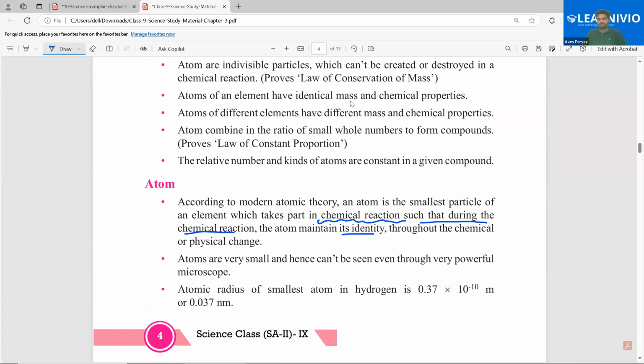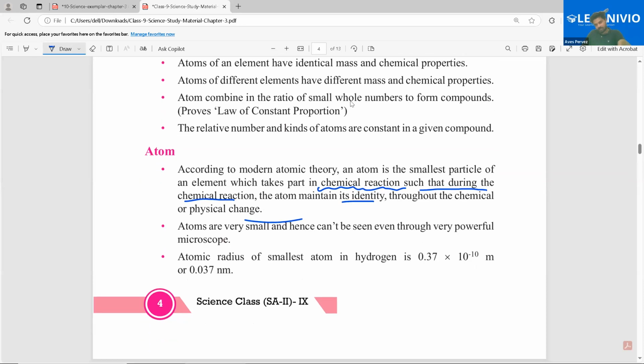We have two different types of physics. One is in which we study the chemical reactions. Another we study the nuclear reaction. In the nuclear reactions, atoms are broken. But in chemical reactions, atoms do not break. They maintain their identity throughout the chemical reaction or physical change. Atom is very small and hence cannot be seen with a powerful microscope. Atom's radius is approximately this one.